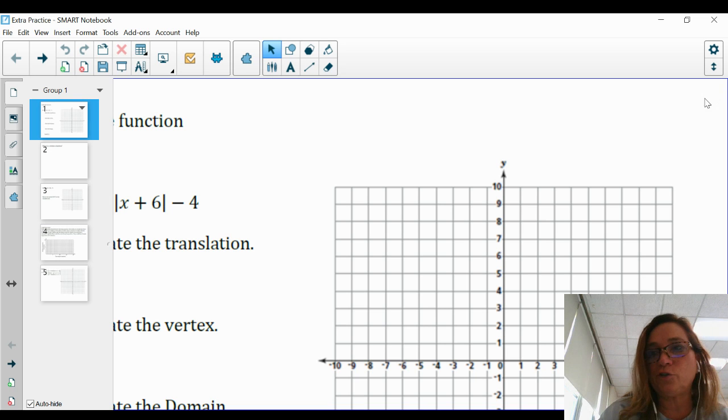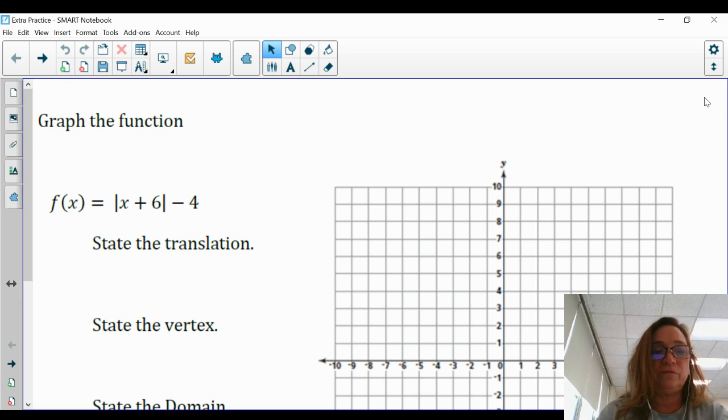Hi, I'm going to do this extra review with you. So this first one is an absolute value function. You can definitely type that into your calculator to help you with the graph. So if you want, take a second, type it in your calculator, and that'll help you with the graphs. Okay.